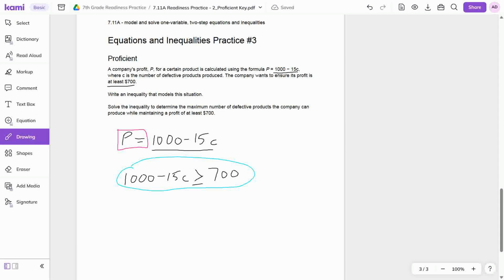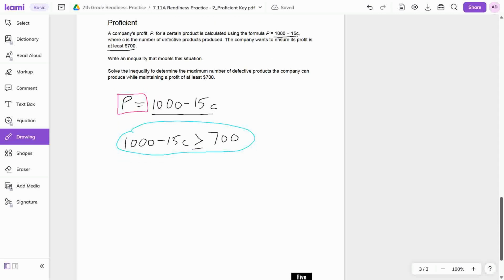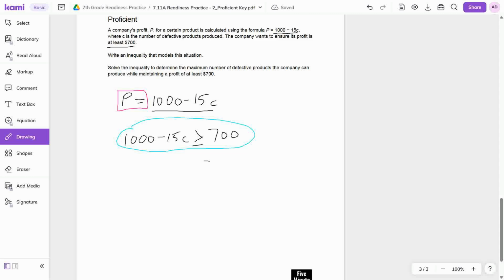Okay. And so let's do this. Let's now solve the inequality, and so I'm going to use my properties of equality here. And look what I'm going to get. I'm going to get 300 minus 15C greater than or equal to 0. And you know what? I don't like that minus 15C. Let's add it to both sides. Okay. And so we're going to get 300 greater than or equal to 15C. And then let's divide that by 15.